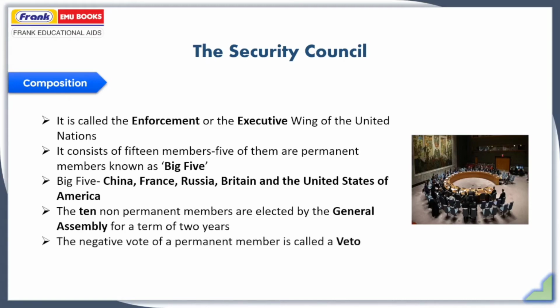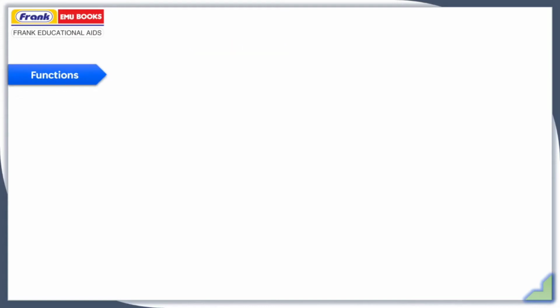The negative vote of a permanent member is called a veto. All the Big Five, or the permanent five, like China, France, Russia, Britain, and the United States of America, have the veto power. Veto power is like a negative power. If a permanent member opposes a resolution, then that resolution drops and it would not continue. The council meets once a month.